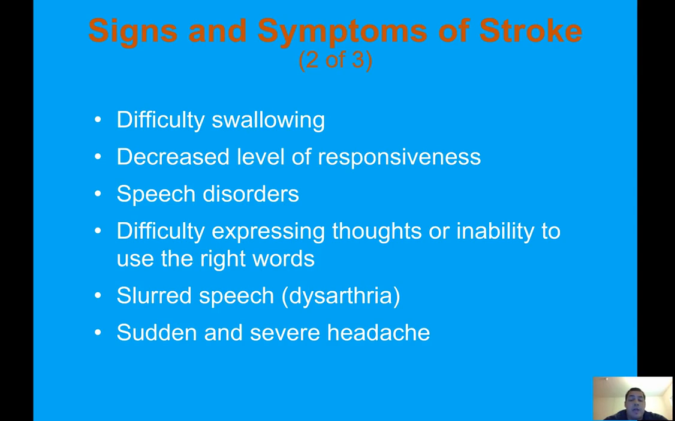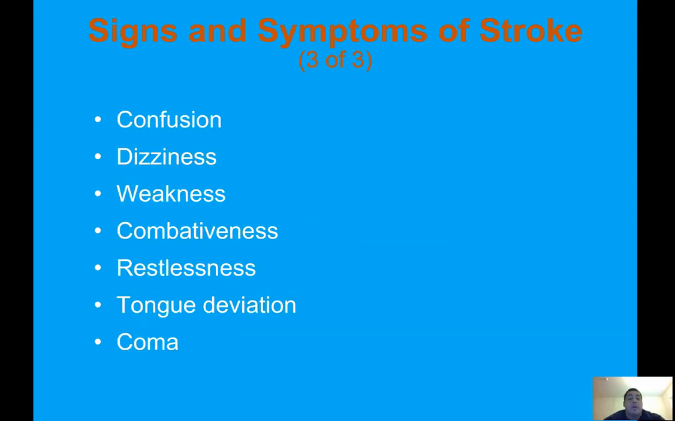Difficulty expressing thoughts or inability to use the right words. Slurred speech, dysarthria, sudden and severe headache. Confusion, dizziness, weakness, combativeness, restlessness, tongue deviation, and coma.